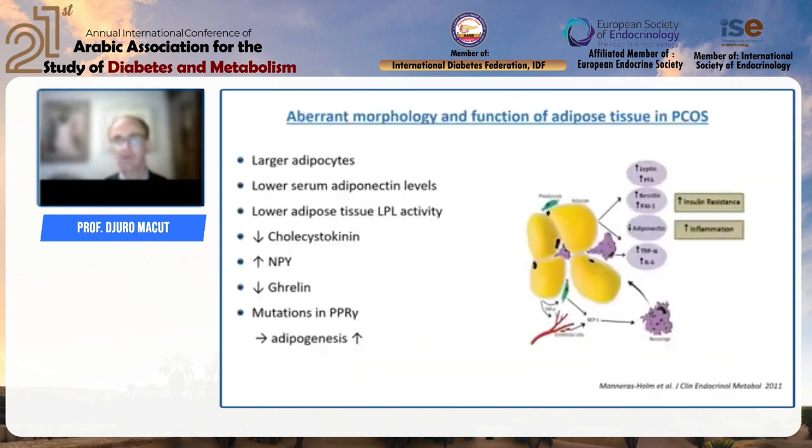What is at the core of the problem? These are the adipocytes. We have aberrant morphology of adipocytes. We have larger adipocytes. We have lower serum adiponectin levels. We have an increase of insulin resistance and inflammation. And with the markers, again, I'm talking a lot about markers, we have quite nicely defined markers with PCOS. We have increased TNF-alpha and interleukin-6, leading toward macrophage involvement and a quite defined inflammatory condition.